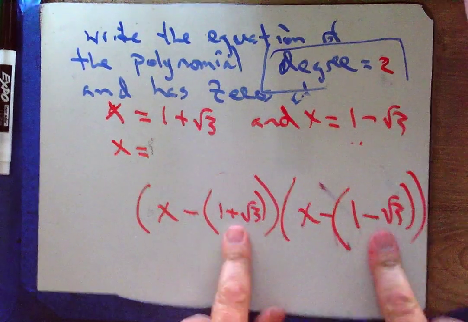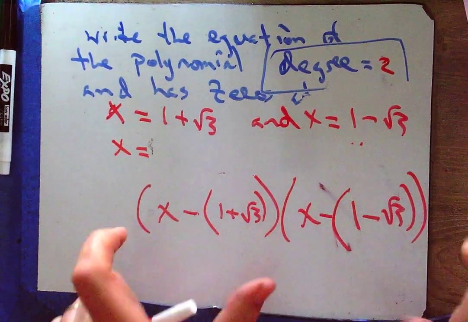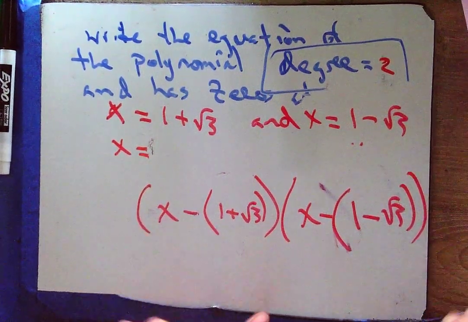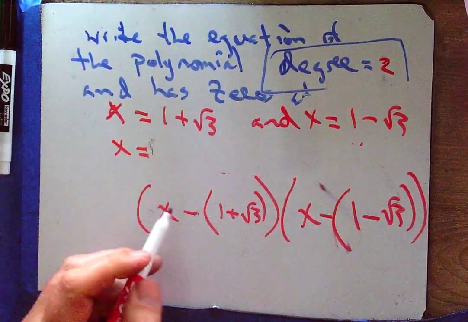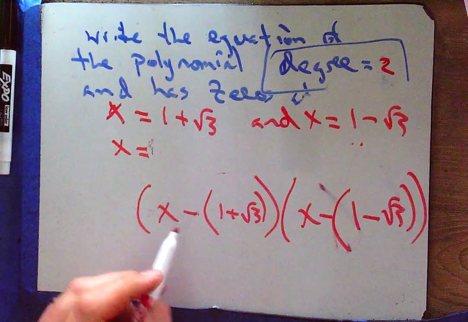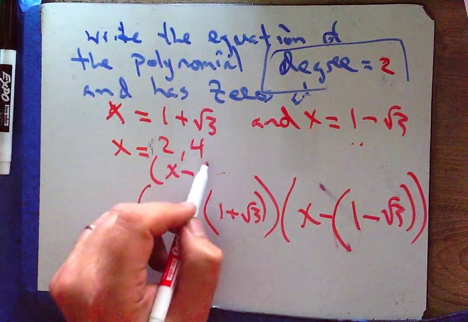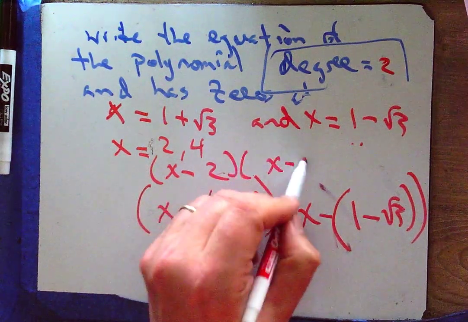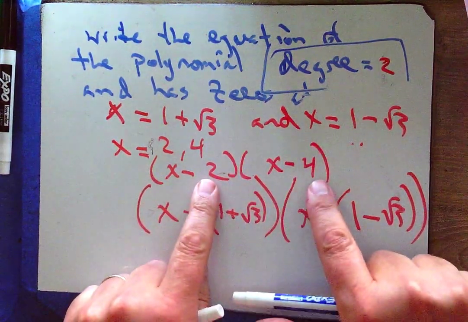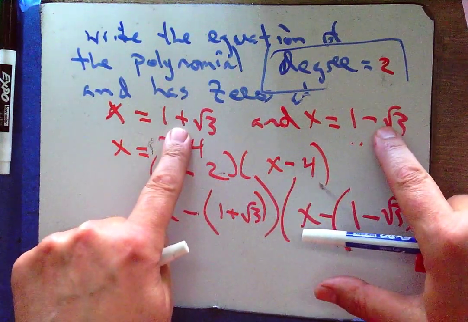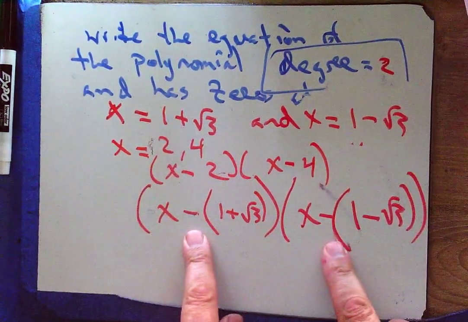Right? I just shove those zeros into these binomial terms, just like I had when I had x equals 2 and x equals 4. I did x minus 2 and I did x minus 4. All I'm doing is plugging the zeros into this format. So all I'm going to do is take these zeros and plug them into that format.